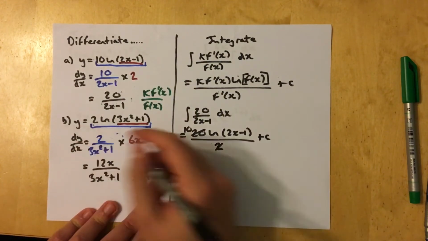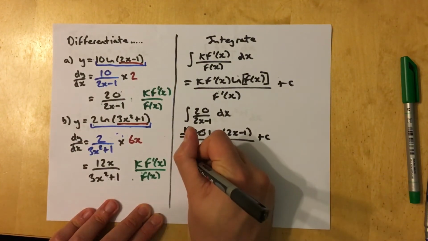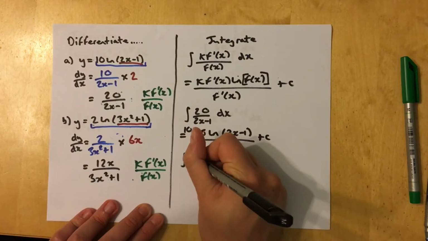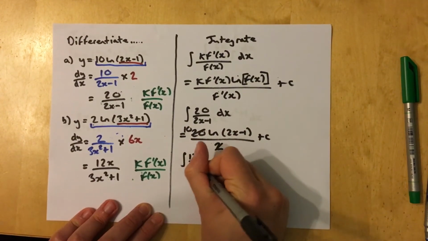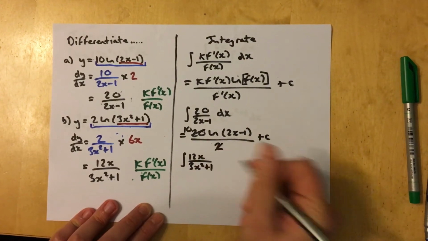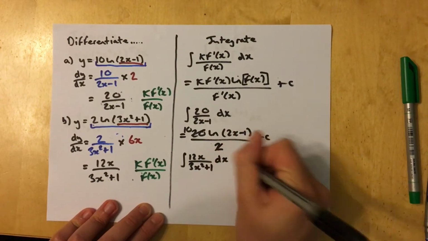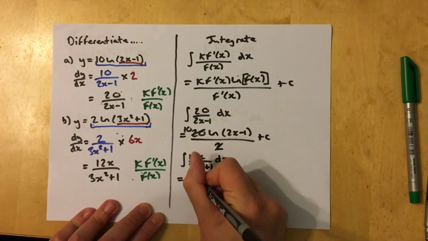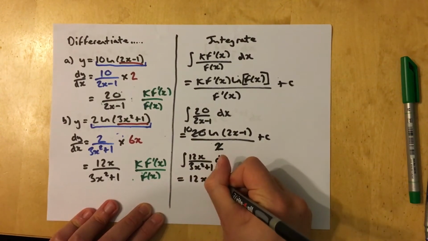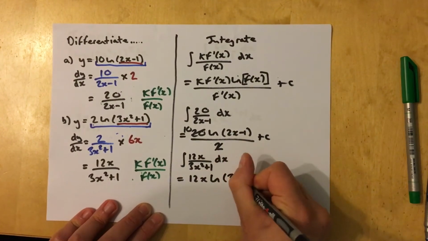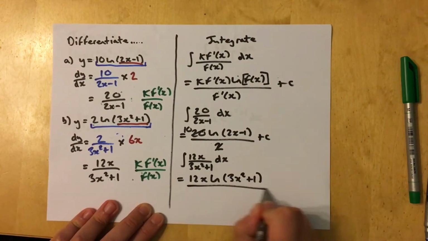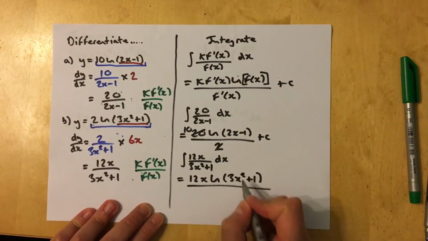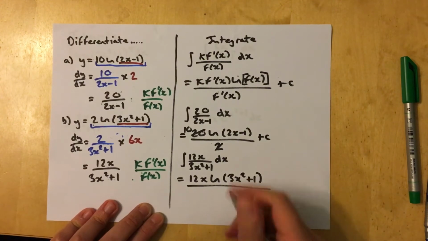Okay, so let's just check this other one. This time we're integrating 12x over 3x squared plus 1 dx. So I'm going to leave the numerator alone. I'm going to put the denominator in my log function, and then I divide by the derivative of the inner function. So the derivative of my inner function here is 6x.